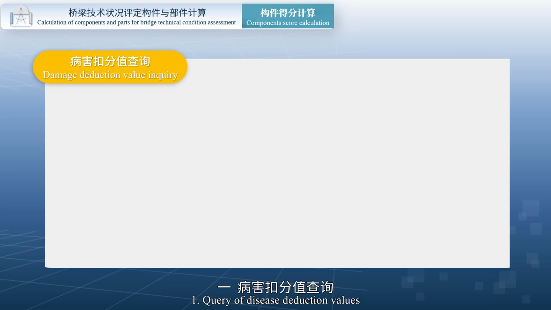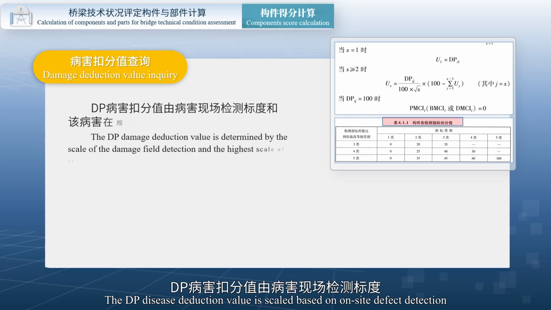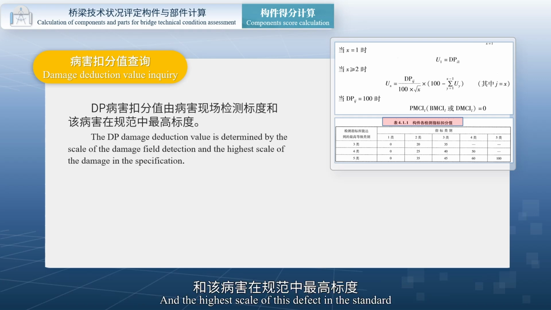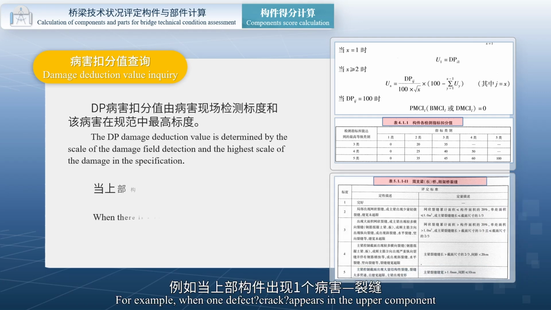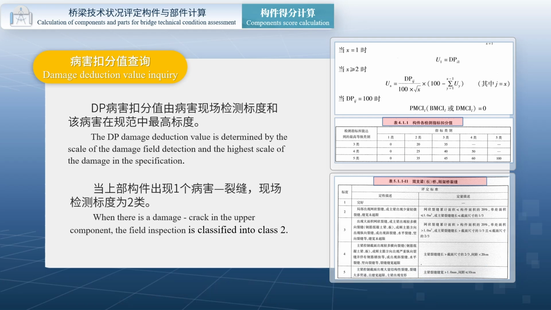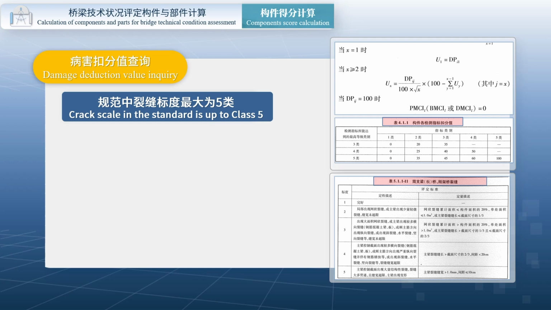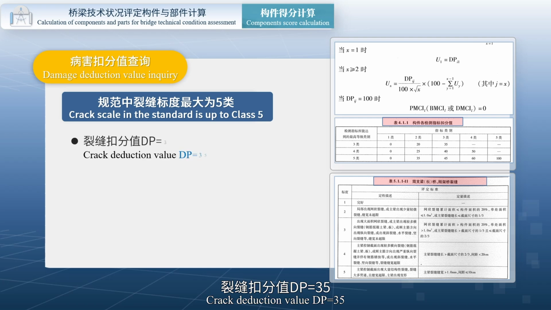First, query of defect deduction values. The DP defect deduction value is determined based on the on-site defect detection scale and the highest scale of this defect in the standard, obtained by referring to Table 4.1.1. For example, when one defect, a crack, appears in the upper component, on-site detection scale is Class 2. Refer to Table 5.1.1 to 11. The maximum crack scale in the standard is Class 5. Refer to Table 4.1.1. Crack deduction value DP equals 35.